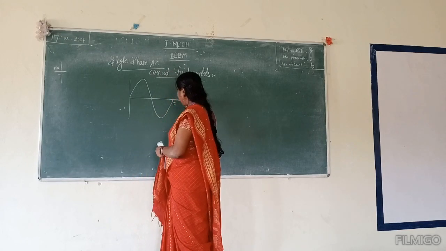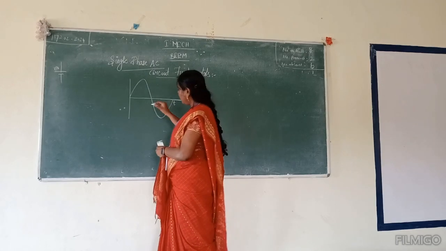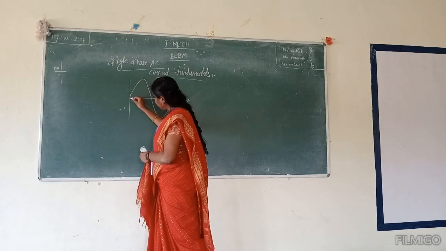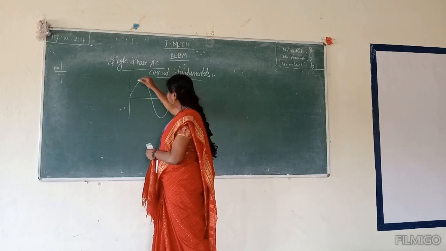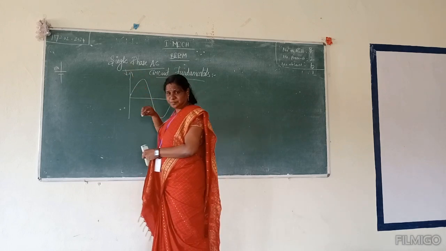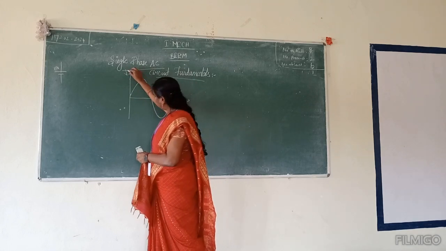So let us say it is time t. At every instant of time, this is the time scale, and this is a voltage scale or current scale.